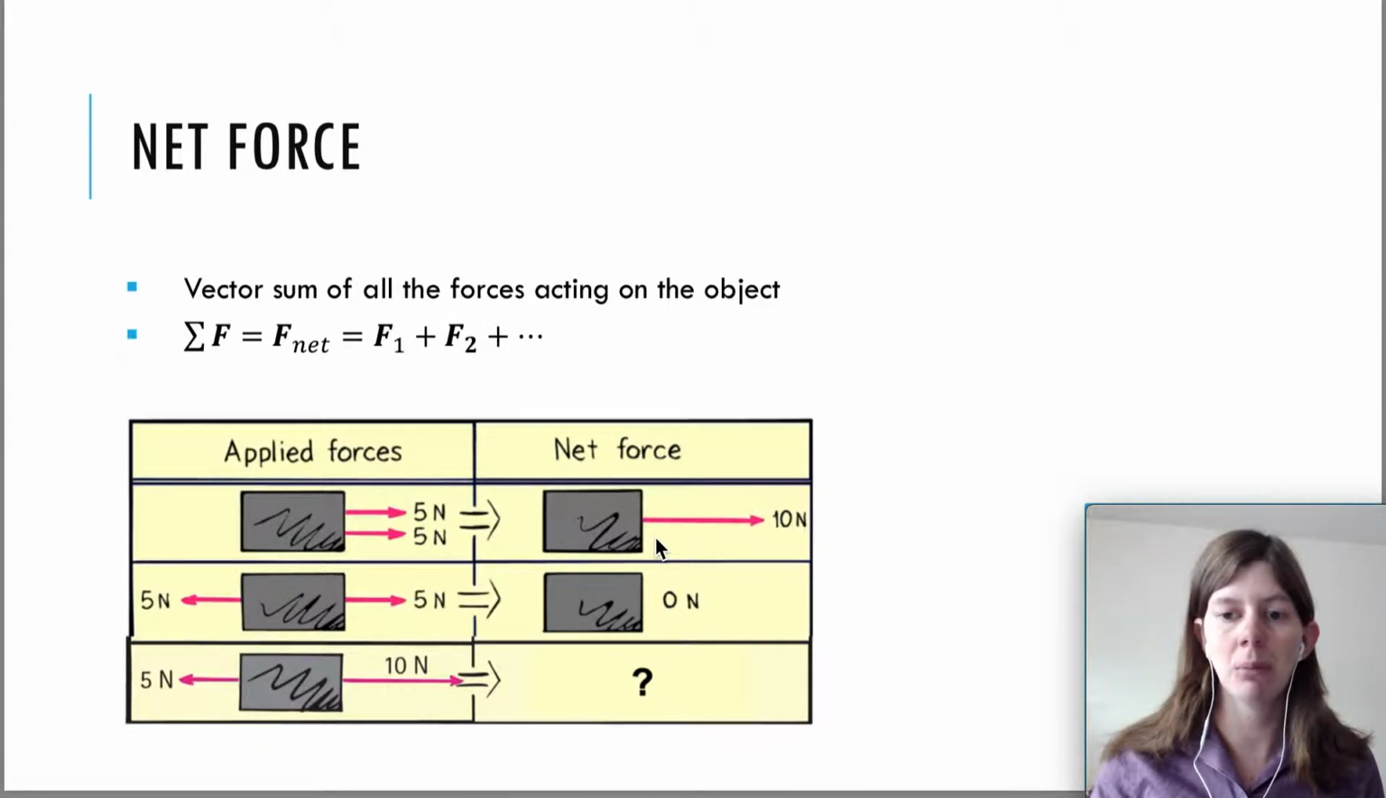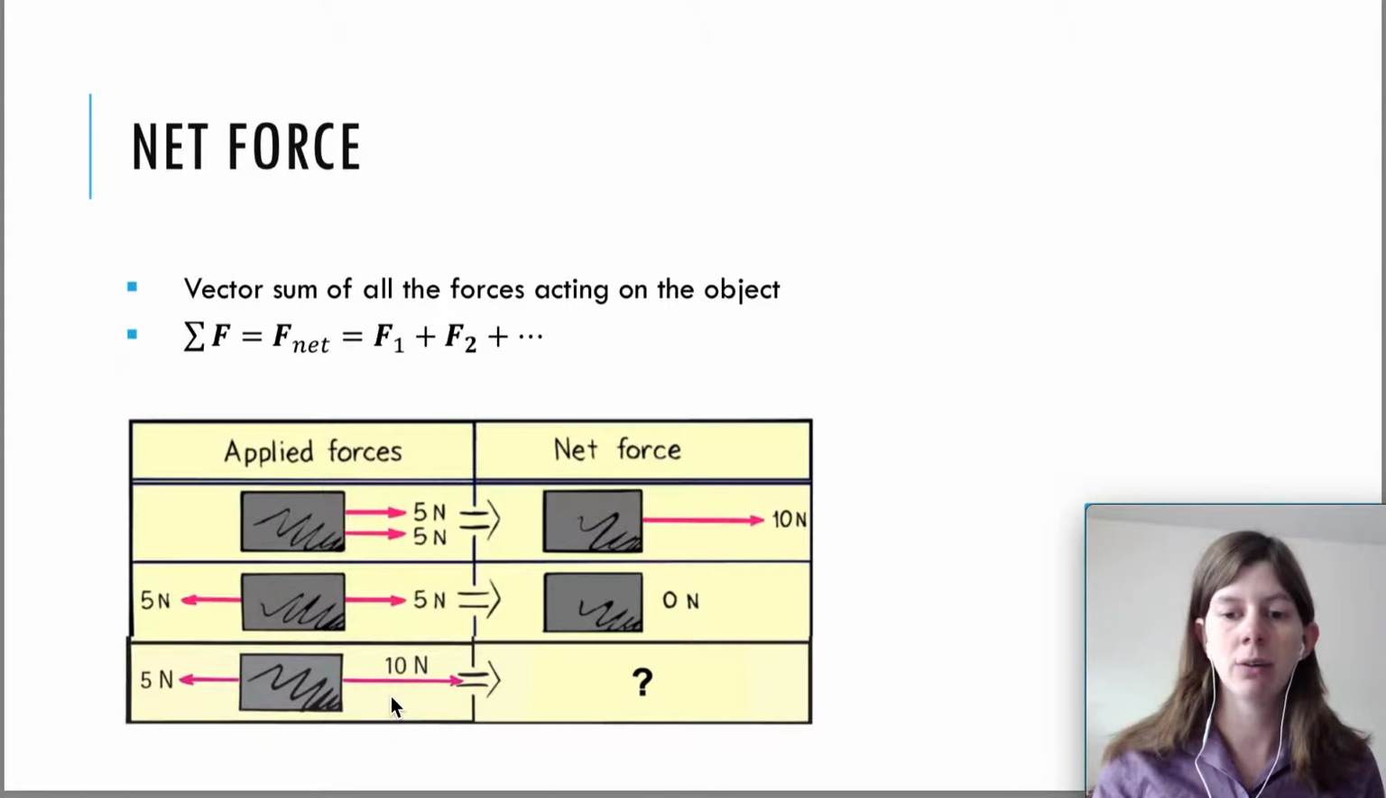You can use a tip-to-tail method. You'll get 10. If you have a 5 Newton force to the right and a 5 Newton force to the left, what's the net result? The net result is 0 newtons, because these two forces subtract from each other since they're in opposite directions.